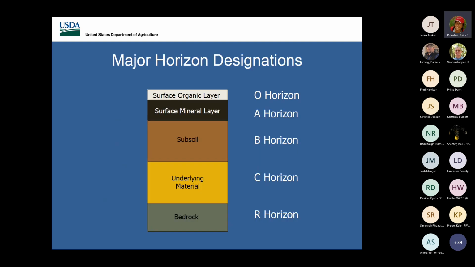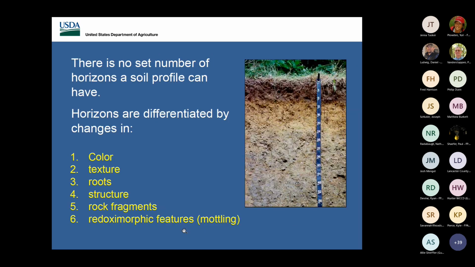So here they are again. An O horizon, you'll see that sometimes in the forest soils where you don't have a lot of disturbance. Yay, we've got another thumbs up for soil judgers. All right. And then you get your surface mineral. That's your A, your O and your A, your B is your subsoil, C is underlying material, and R is your bedrock.